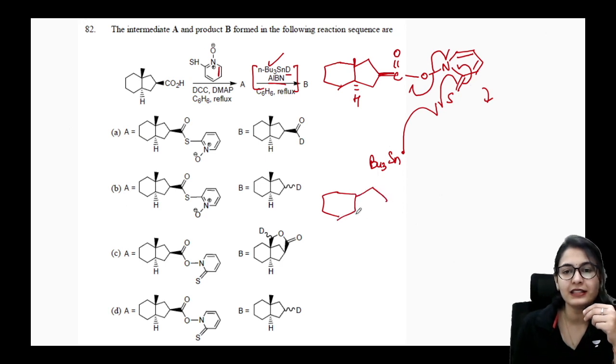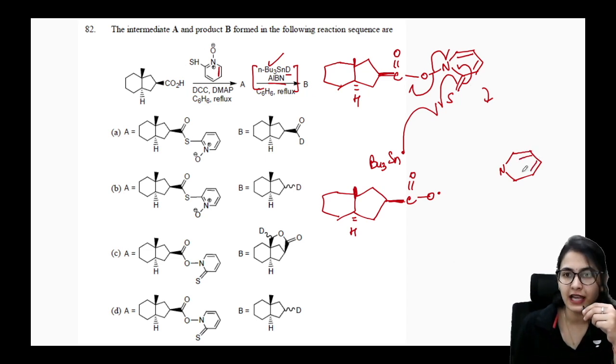Absolutely, guys, it is Barton radical decarboxylation. You have a carboxylate radical, and the rest of the molecule is like this. You have nitrogen, and these bonds are as they are. You are forming a bond over here, one sulfur and tin bond.